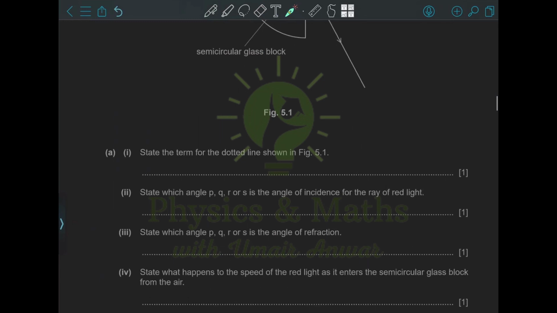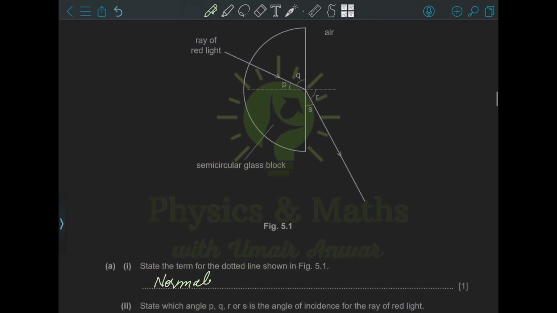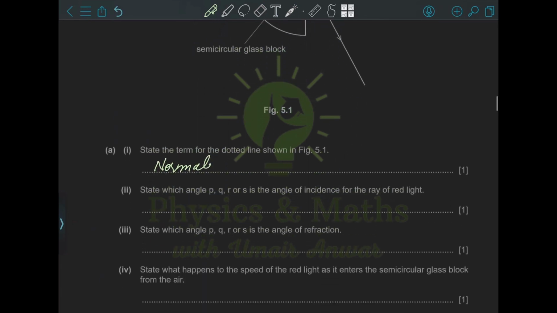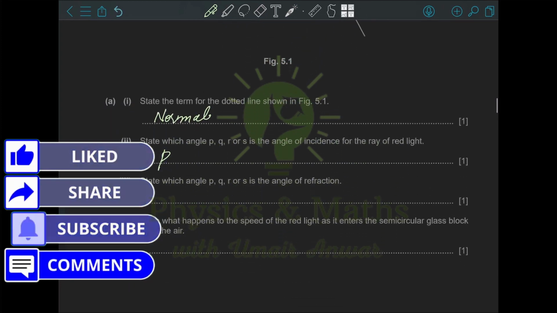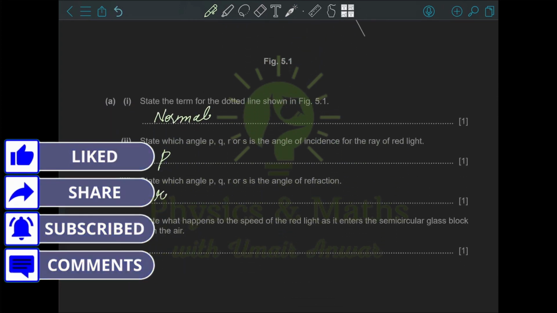Now the question reads, state the term for the dotted line shown in figure 5.1. The particular term for this line is, it is a normal. State which angle P, Q, R or S is the angle of incidence for the ray of red light. So as we can see in the figure, the angle made with the normal by the incident ray is P. So P is going to be the angle of incidence. State which angle P, Q, R or S is the angle of refraction. Again, the angle of refraction is R. So I'm writing R over here.